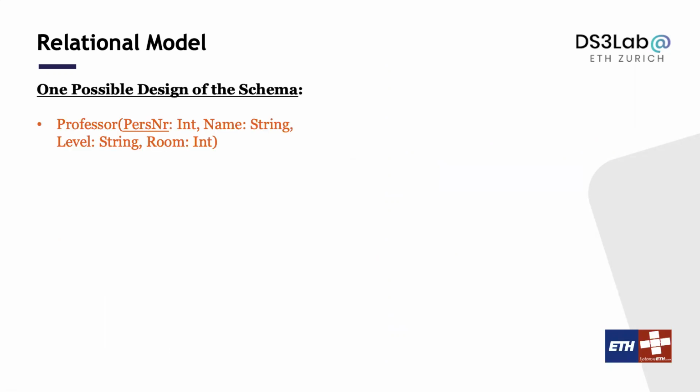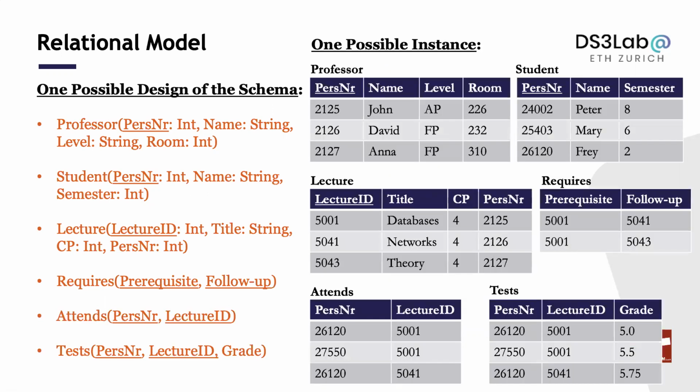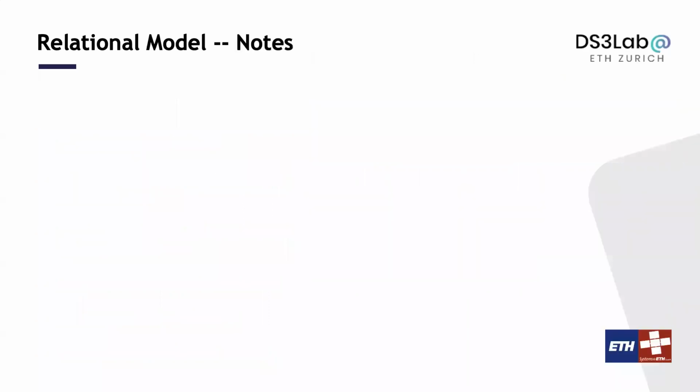Yeah, so this is actually one possible design of the schema for our university example. We have a whole bunch of relations, and this is one example instance of this database. There are multiple things we need to keep in mind. First, there are multiple ways to design a schema. Given one application, you can define a whole bunch of different types of schemas.